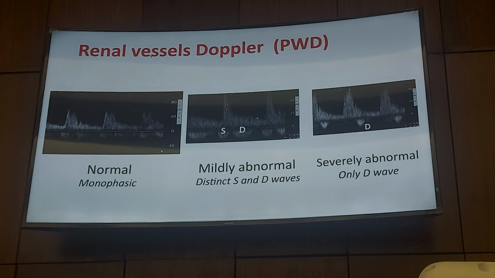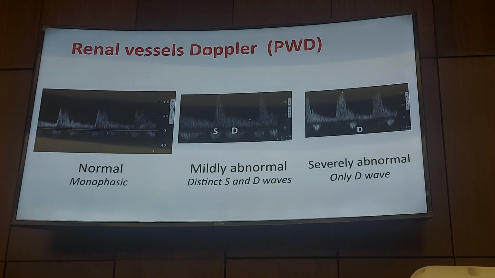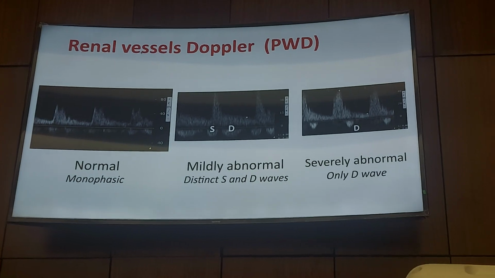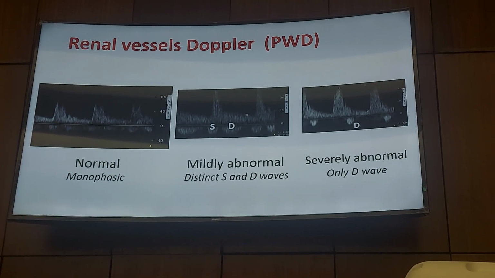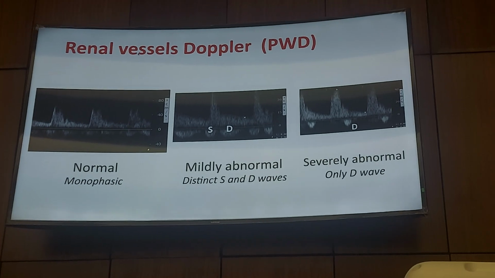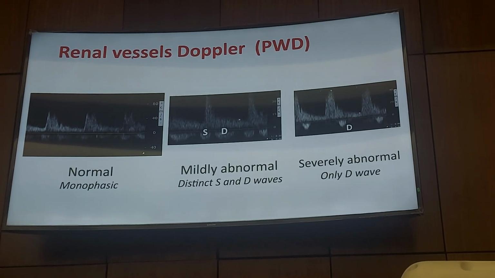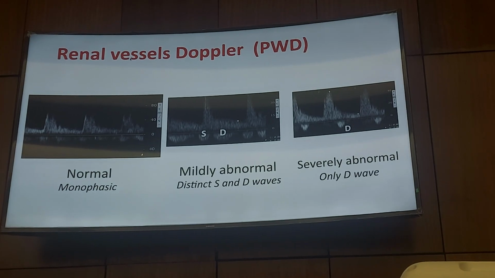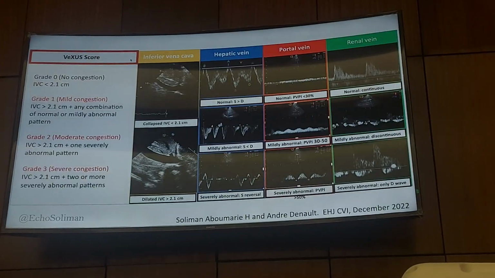So continuous is normal, discontinuous with S and D is mild, discontinuous with isolated D and no S is severe. Someone might ask me, where is the S wave in the severe congestion? Where has it gone? It is actually reversed. It is reversed upward, and now it is hidden under the renal artery. And that is the whole protocol.